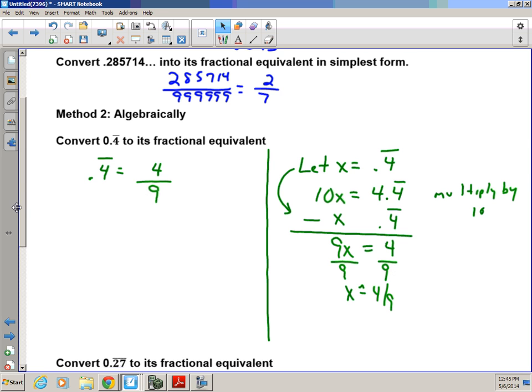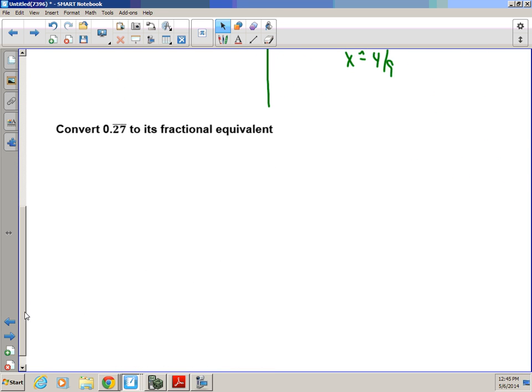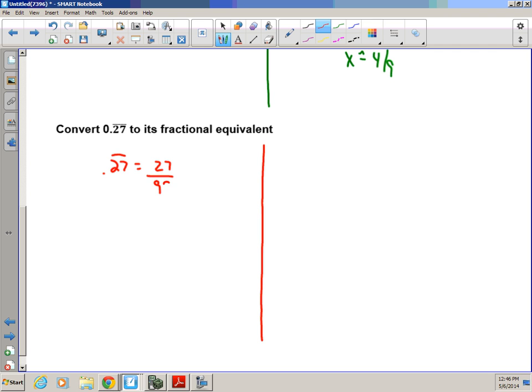So let's do the next one. I want to do 0.27 repeating as its fractional equivalent. Well, 0.27 repeating is going to be equal to 27 over 99. Both of them are divisible by 9, so it simplifies to 3/11. Okay?